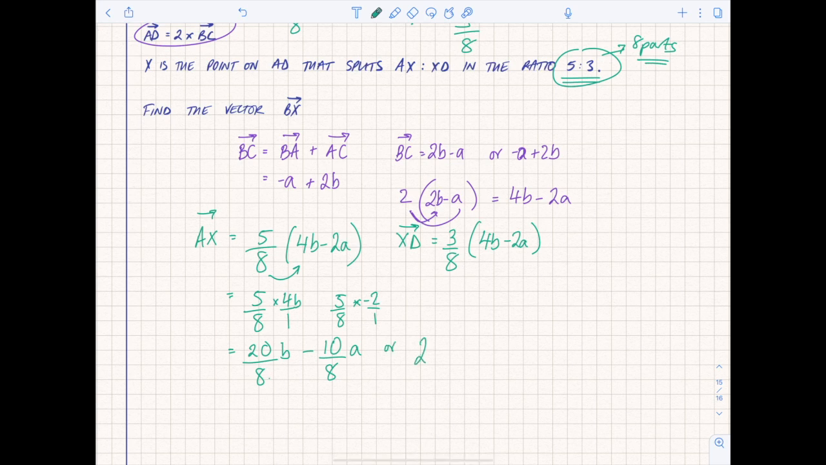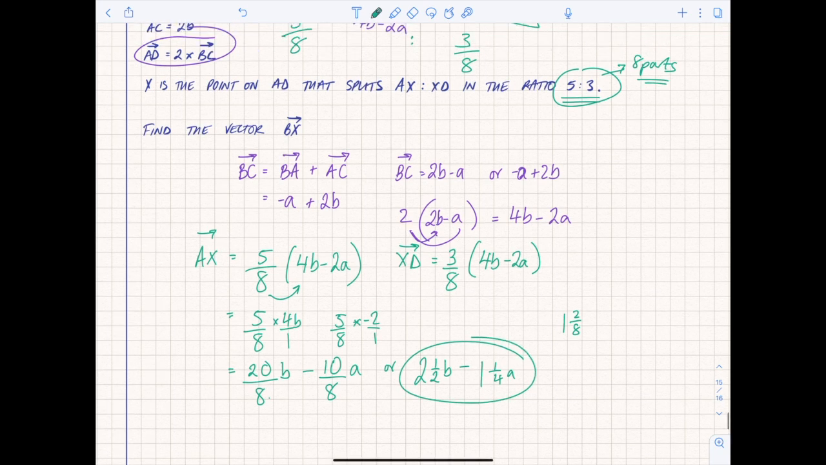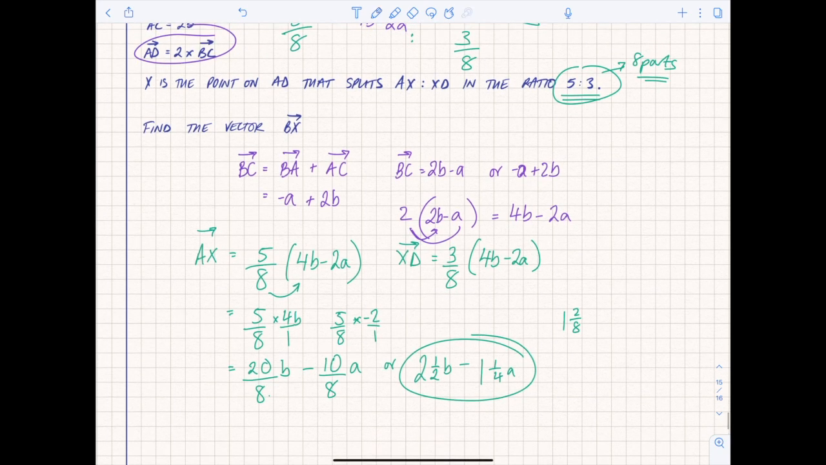Well, that's 2 with 4 left over, so that'd be 4 out of 8, which is 2.5b. And then 8 goes into 10 once with 2 left over, so you can say once with 2 out of 8 left over, which is 1.25. Okay, or you could call it 1 1/4 of a.